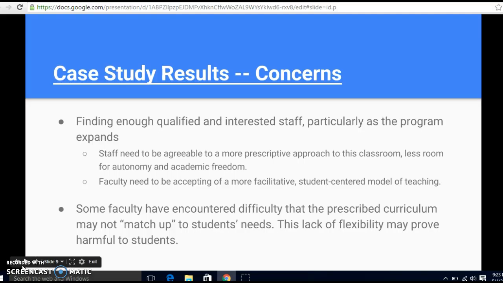Another concern that was raised is that some faculty have encountered difficulty in that the prescribed curriculum may not match up with student needs. Therefore, there could be a lack of flexibility that could prove harmful to students if, say, a faculty member encountered a class that had needs that differed slightly from what the ALP curriculum was going to be.